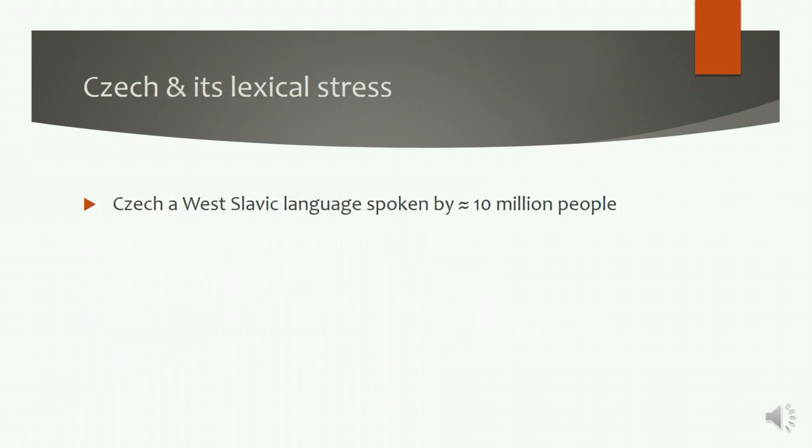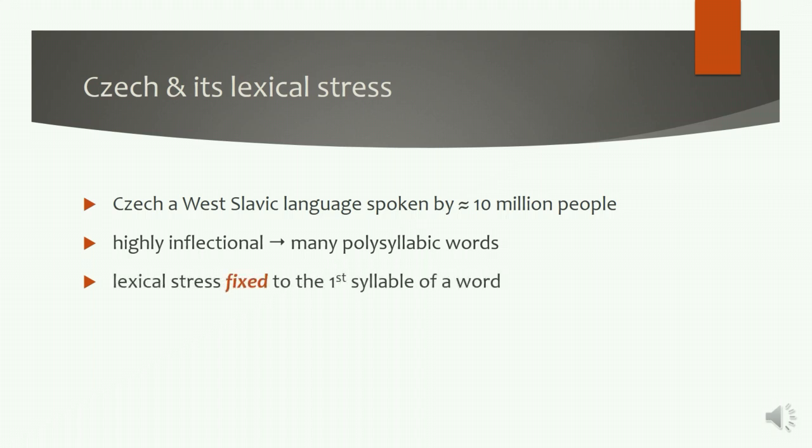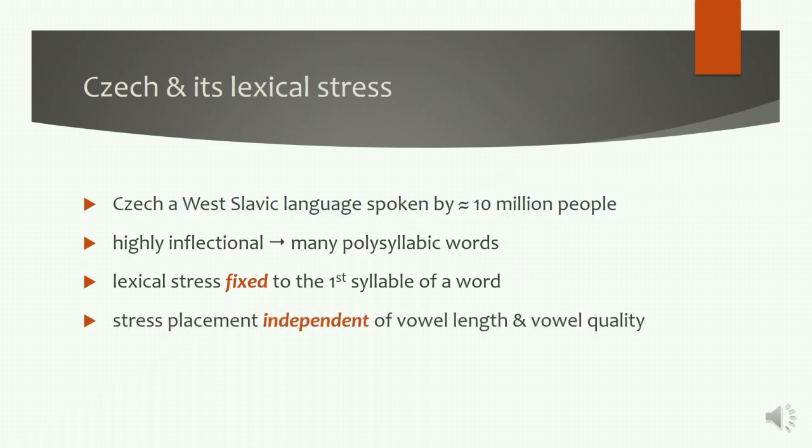The Czech language is a West Slavic language spoken by about 10 million people. It is highly inflectional, and as a consequence, it has many polysyllabic words. The lexical stress is fixed to the first syllable of a word. Stress placement is independent of vowel length and vowel quality, so in the first syllable of a word, in the stressed one, any vowel can occur regardless of its length or quality.